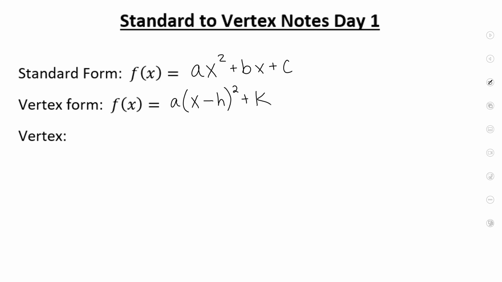And just like we learned, the vertex is (h, k). This value is the x value. This value is the y value for your vertex.